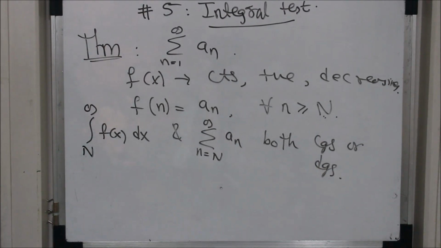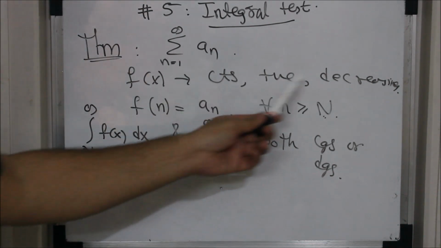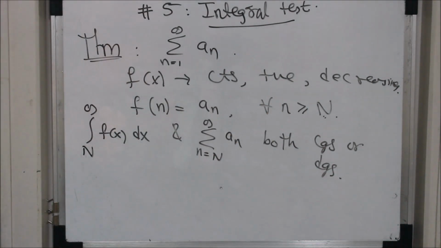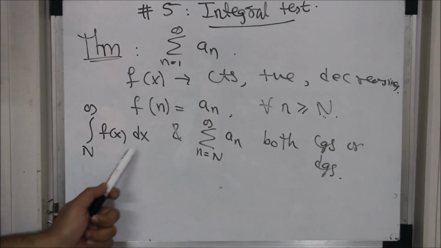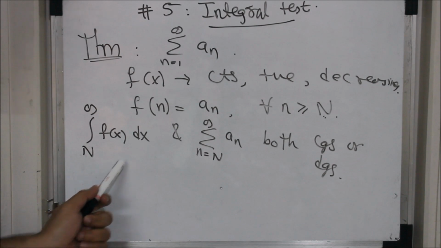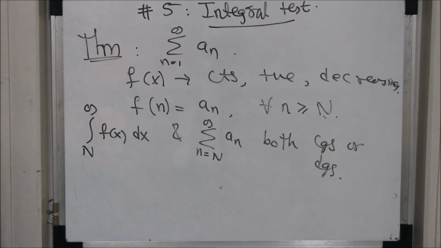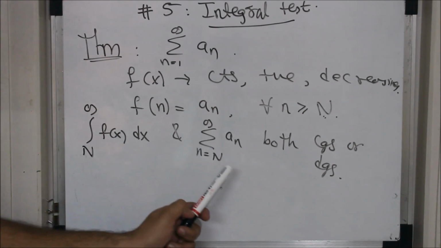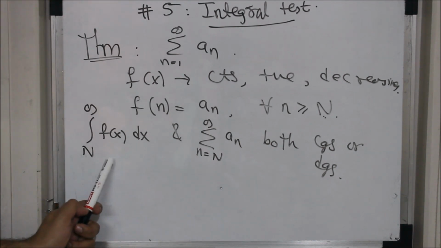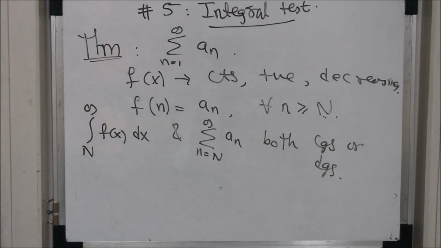So whenever a series is given to you, we try to define a function satisfying these 3 and this 4th condition, and then you try to evaluate this integral. And once we know the behavior of this integral, your series will also behave in the same way. So if the integral is convergent, your series will also converge. If the integral is divergent, your series will also diverge. So that's what the integral test is.